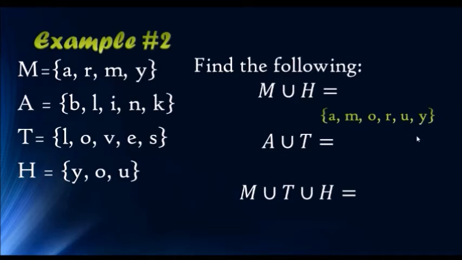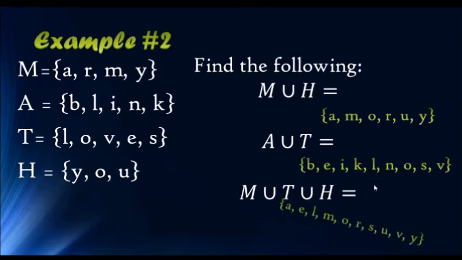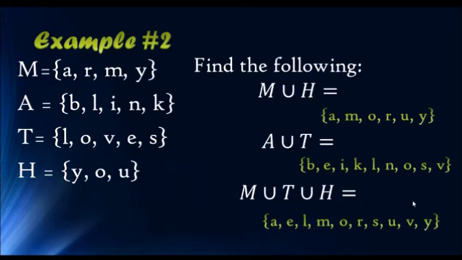A and T. We have B, E, I, K, L, N, O, S, V. Next, M union T union H. Let's try to combine them. So we have this one. Okay, understand?